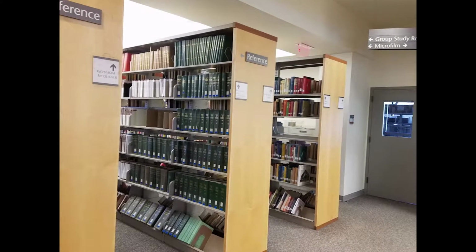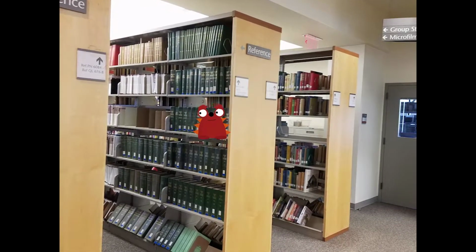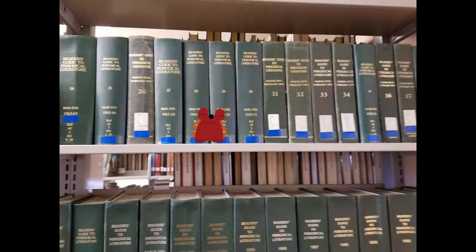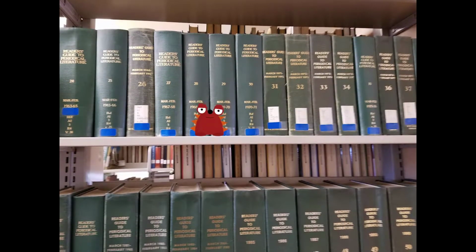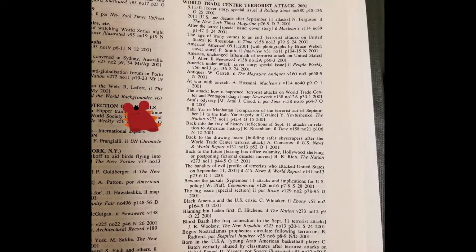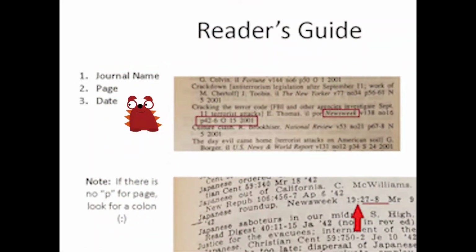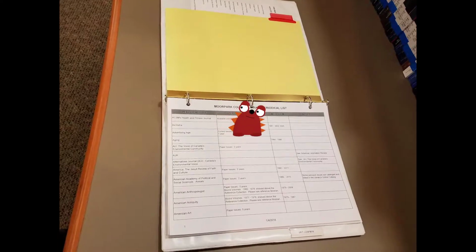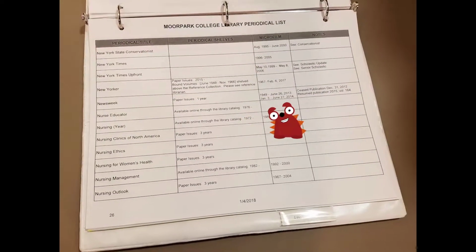Located in the reference section on the second floor of the library, you will find the Reader's Guide books. Look for and write down the journal name, date of the article, and the page numbers. Check the white periodical binder to confirm that the microfilm containing your article is in our collection.